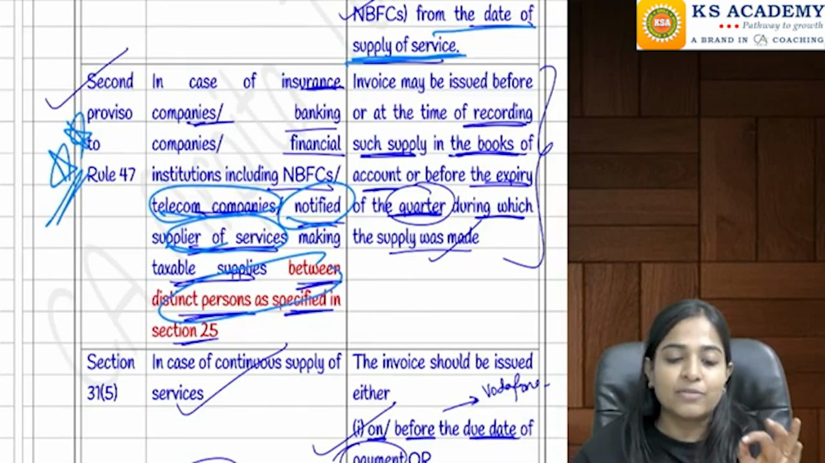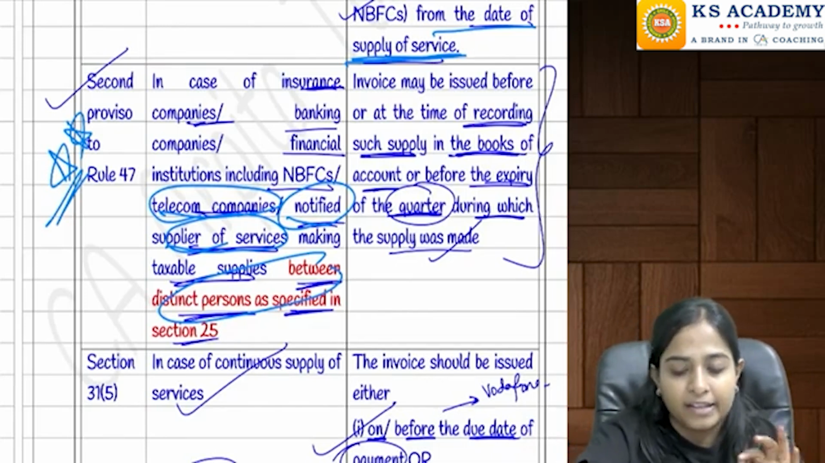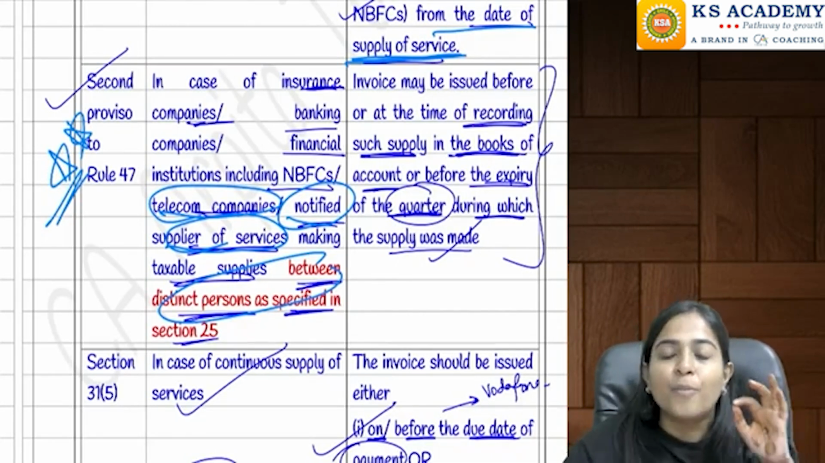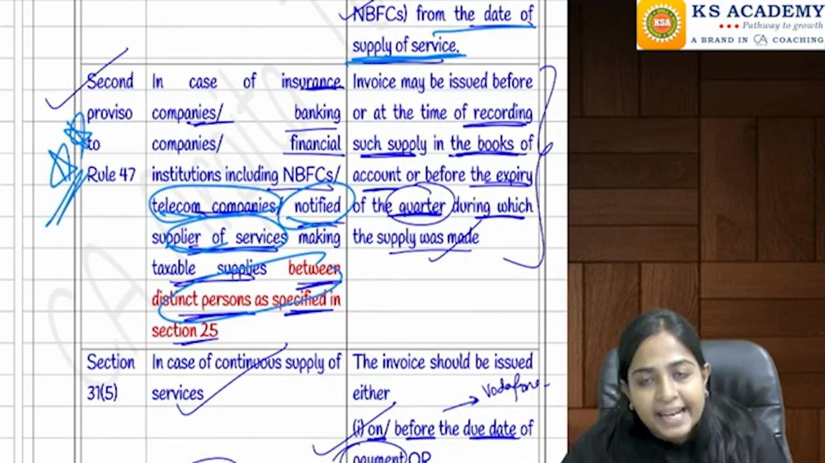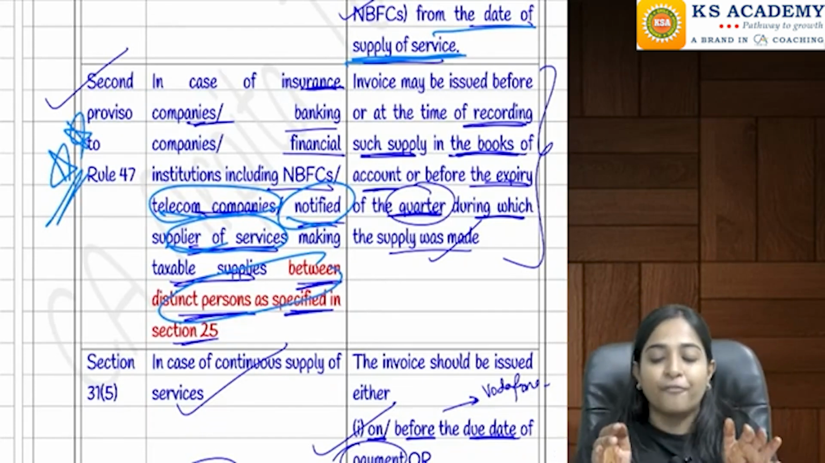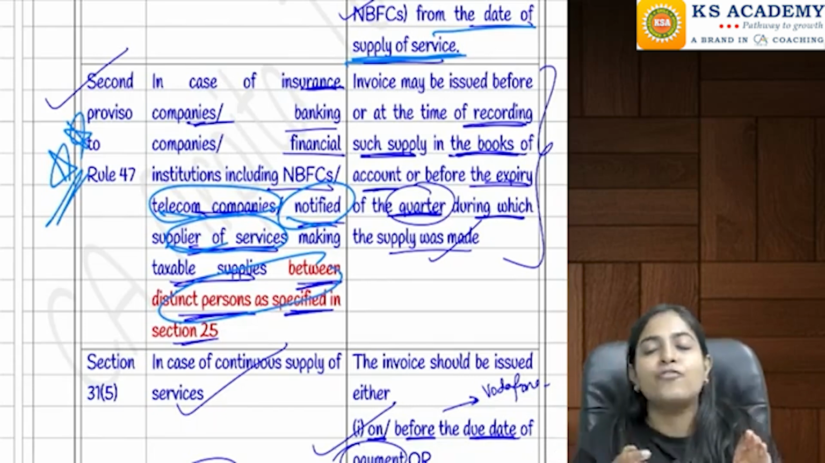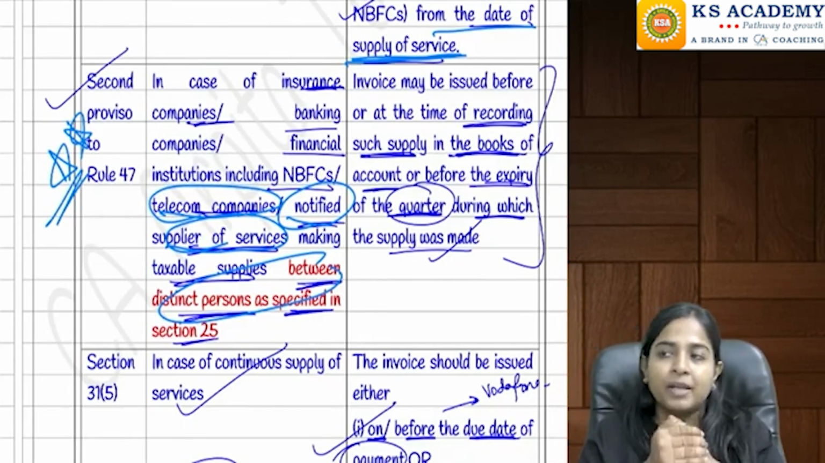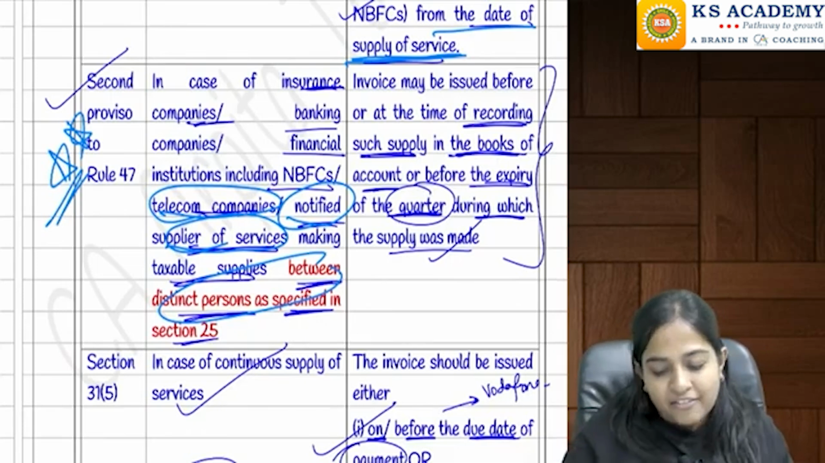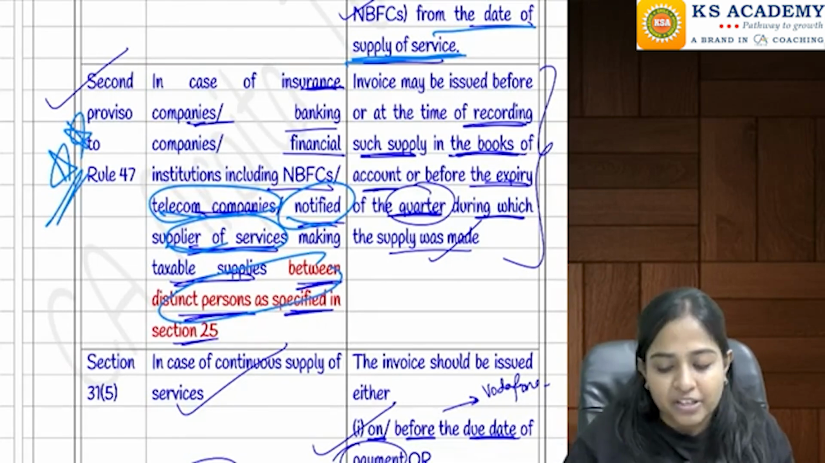Then in that case, what are they telling us here? This is a little different. Invoice may be issued before or at the time of recording the supply in the books of accounts, or before the expiry of the quarter, before the end of the quarter in which the supply was made. Okay, so two options are available. Ideally it is whichever is earlier.